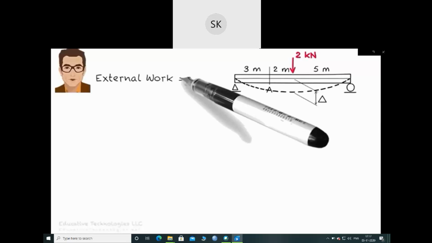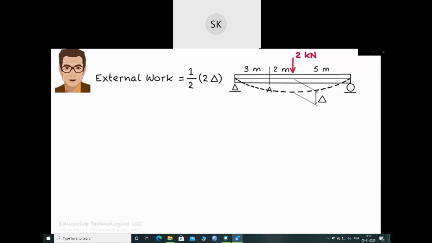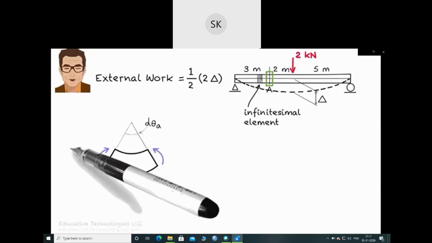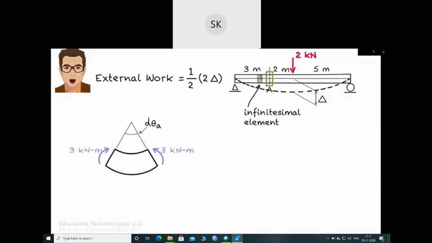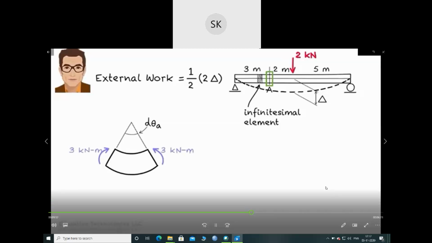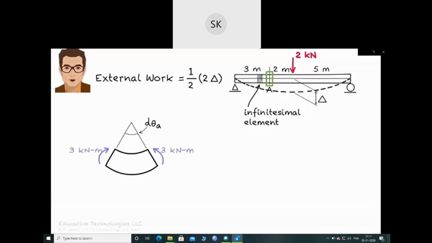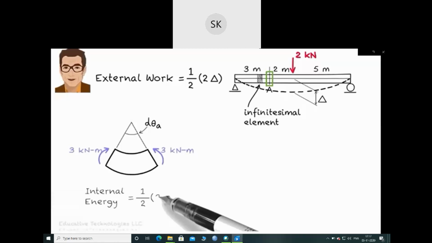In this beam, external work done is 1/2 times the load times delta. The beam can be viewed as many infinitesimal elements, each having a deformation like this, and each element is subjected to an internal moment like this. For example, if we take the infinitesimal element located at point A, then we have something like this. Here, the internal moment in the beam is 3 kilonewton meters, and d theta A denotes the amount of rotation of A. So the internal energy stored in this element is 1/2 times 3 times d theta A.